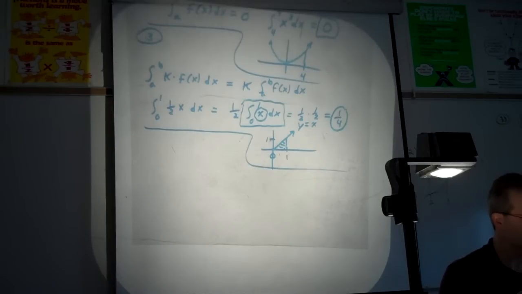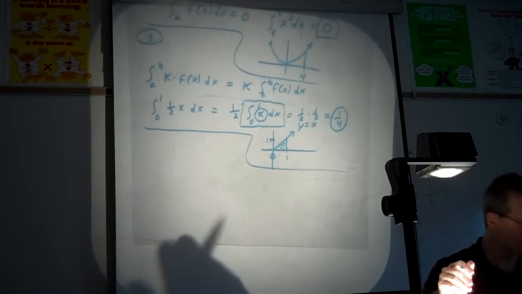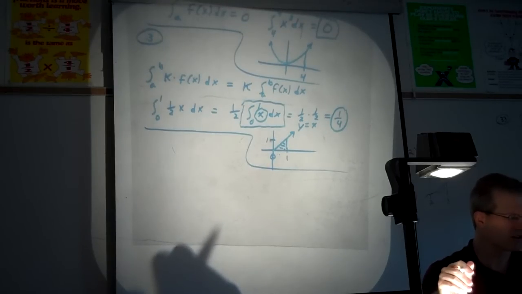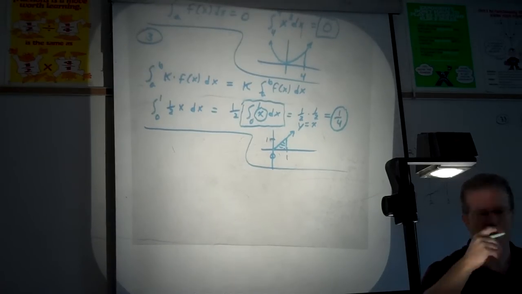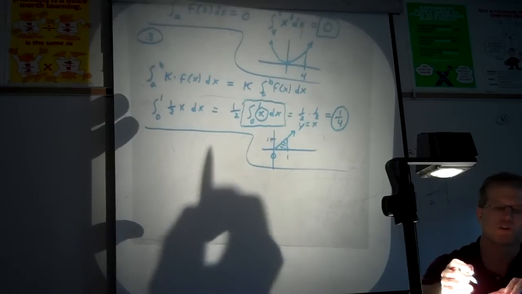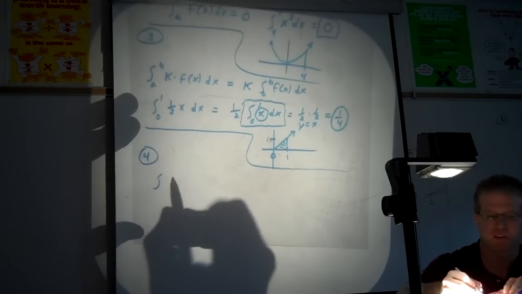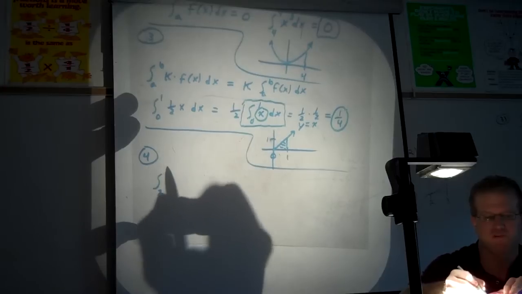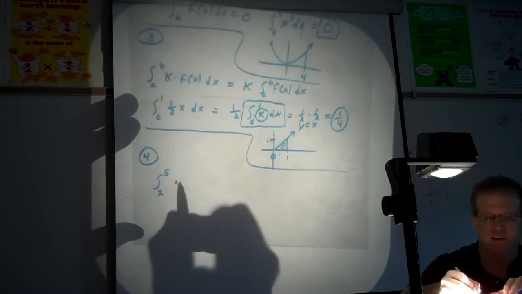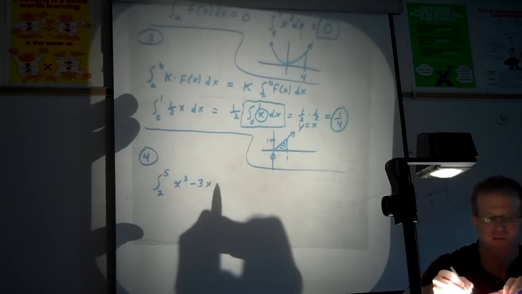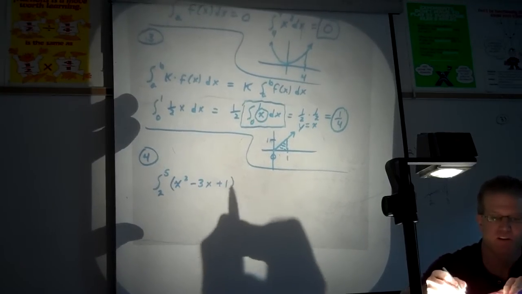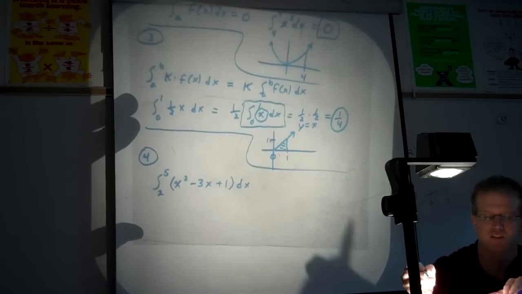Okay, number 4, sum and difference. This is basically saying that if you have addition or subtraction, you can separate those integrals. You can separate an integral into more than one integral. I'm just going to show an example here. Let's say I have the integral from 2 to 5 of x squared minus 3x plus 1, all quantity, dx.